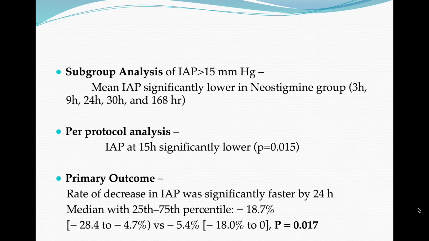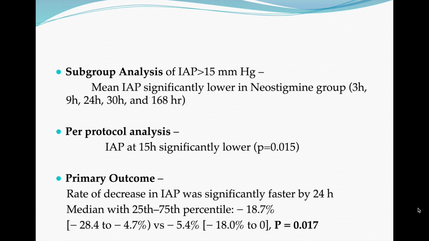Now, subgroup analysis, as it was planned, of IAP more than 15 millimeters of mercury: mean IAP was significantly lower in the Neostigmine group at 3 hours, at 9 hours, at 24 hours, at 30 hours, and at 168 hours. Now, per protocol analysis: IAP at 15 hours was significantly lower, only at a single point, that is at 15 hours. The primary outcome, rate of decrease in IAP, was significantly faster by 24 hours, median, with 25 to 75 percentile, and P was 0.017, so that is a significant change.